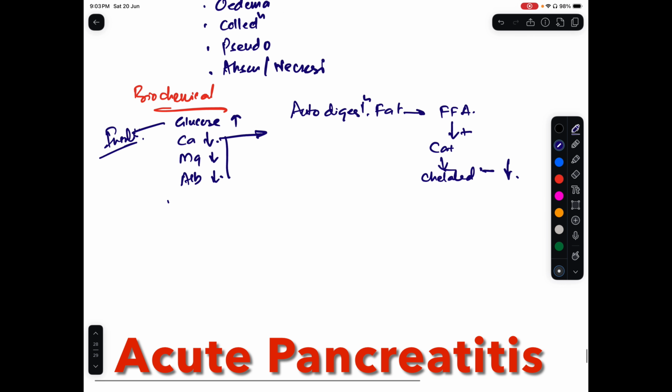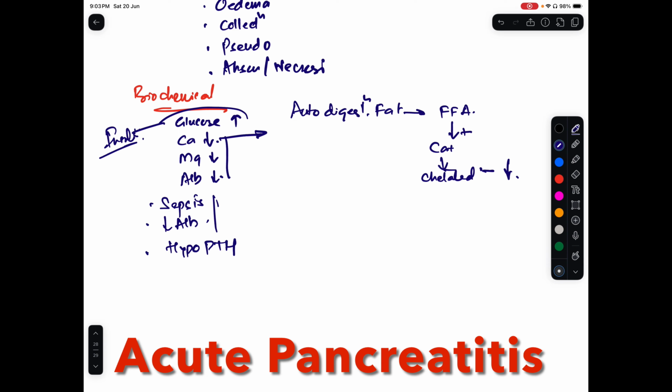Then in later stages, sepsis or decreased albumin, then hypoparathyroidism is there. Why is there hyperglycemia? Blood glucose is increasing because of damage to the islets, which secrete insulin.